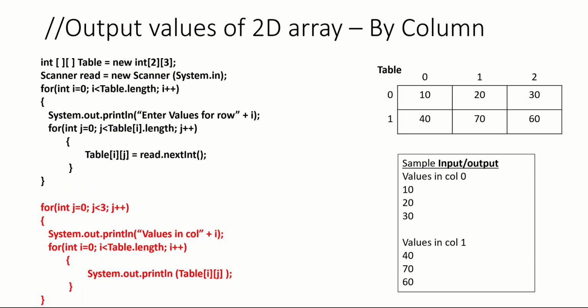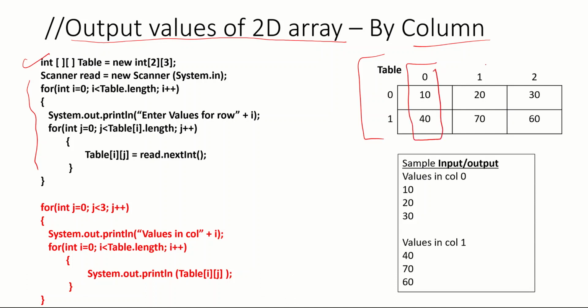So here we are saying, let's do the output of our elements, but this time by columns. So if this is my array and I'm declaring the array and I'm doing the reading of all of the elements, we need to do the output as follows. Do the output of the first column and do the output of the second column and then do the output of the third column.